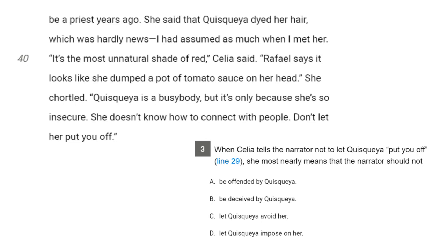First the passage, then the question. The question you are answering here is, when Celia tells the narrator not to let Quisqueya put you off, she most nearly means that the narrator should not.